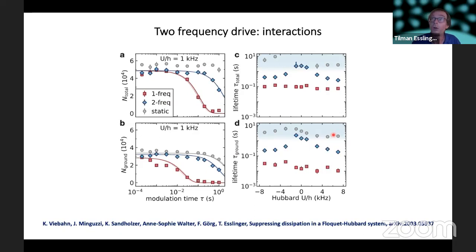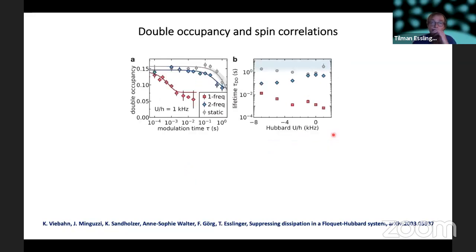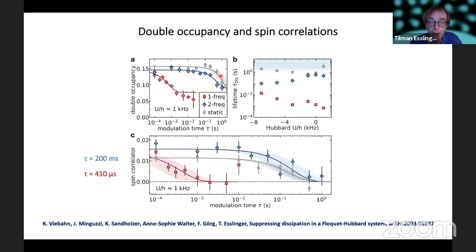And then we got bolder. We thought, okay, let's look at what happens to double occupancy and even what happens to spin correlations under this driving. And there you see very clearly that the double occupancy goes back to the single frequency case. And with the spin correlations, there is an increase of almost three orders of magnitude in lifetime. So the spin correlations, they reach 200 milliseconds, that's fine, they can work.